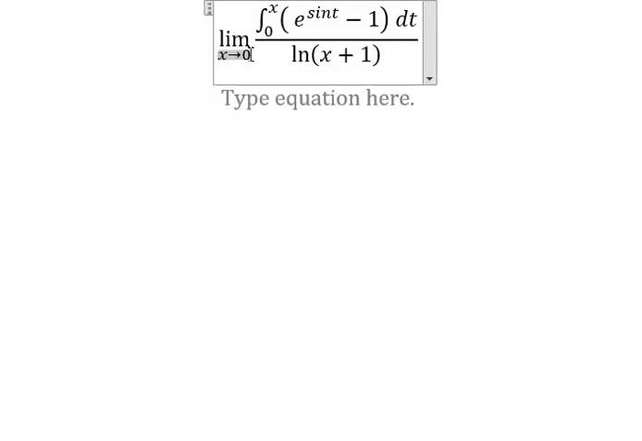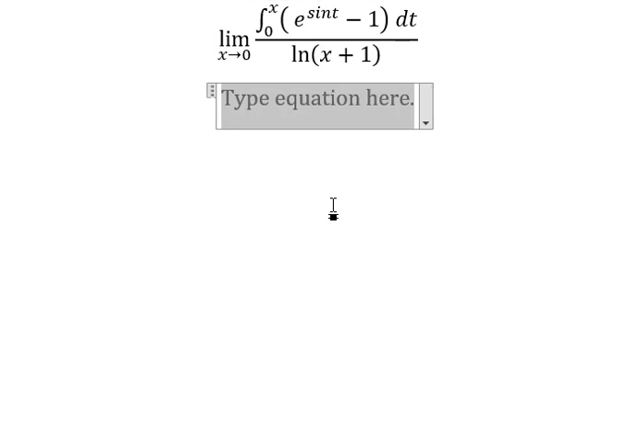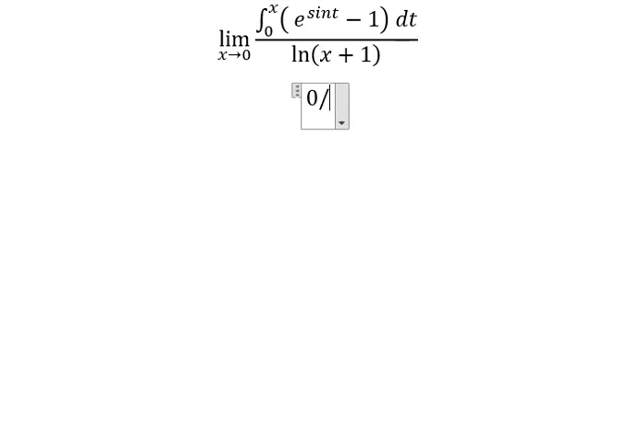When x approaches the number 0, we put the number 0 in here. So we have the integration from 0 to 0. You get 0. If we put 0 in here, the numerator equals 0. So we have 0 over 0, so we can use L'Hôpital's rule.